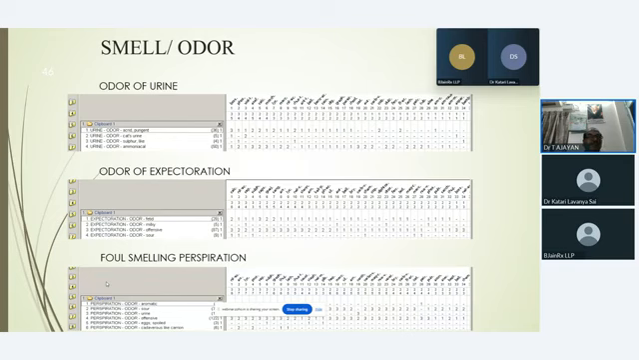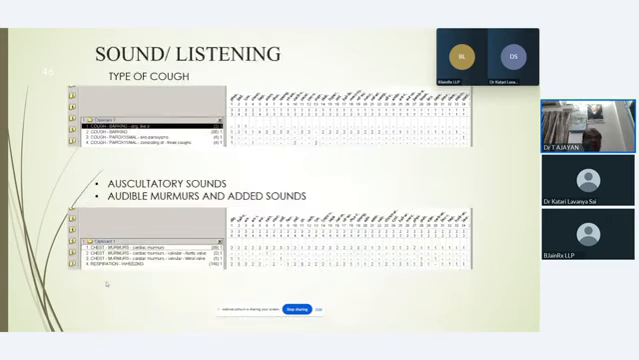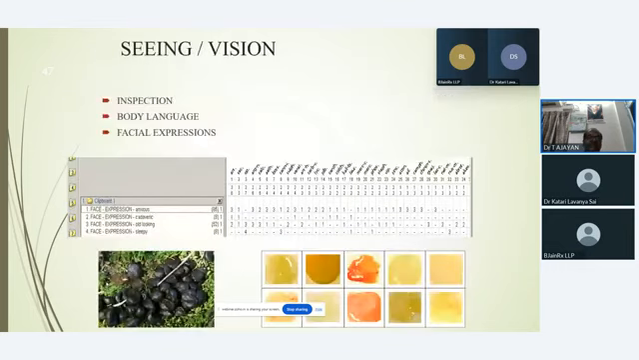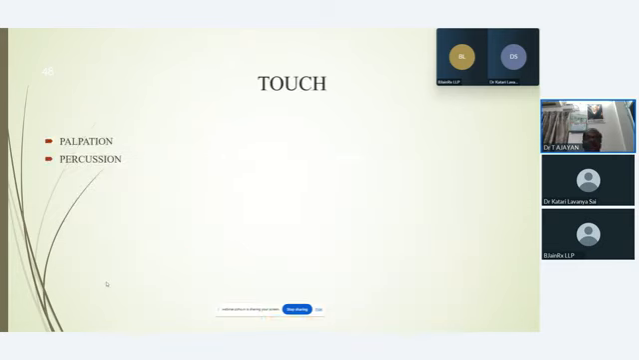Then I work out a few smell and odor related symptoms we have collected in the repertories. The number of medicines is there. Then sound and listening, again a number of medicines is there. Then inspection while seeing, again body language, facial expression, we can work out and it shows a number of medicines.